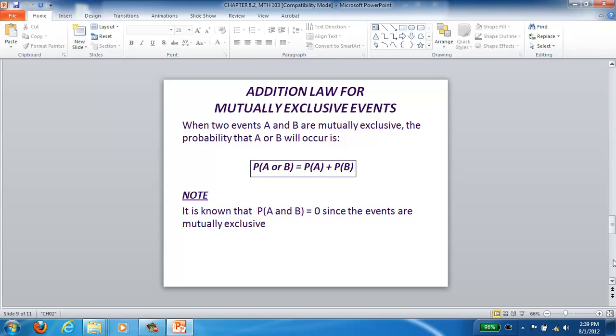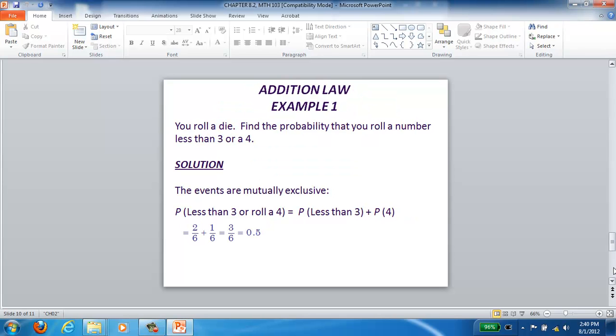If the events are mutually exclusive, the intersection is 0. So probability A union B is equal to probability A plus probability B. And one more time, for mutually exclusive events, I put it as a note, the intersection is 0. So in this case the probability to roll a number less than 3 or a 4: less than 3 could be 1 and 2, so we have 2 over 6. Probability to have a 4 will be 1 over 6. So 2 over 6 plus 1 over 6 is 3 over 6, 0.5.